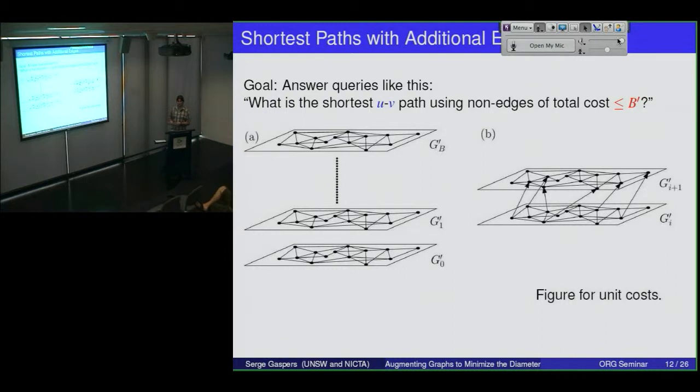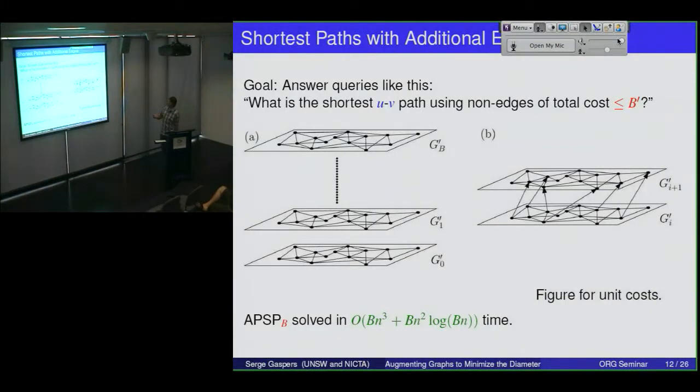Yeah, there are some technicalities like this. We add loops. Loops actually have cost one, just to simplify the description, and length zero. So this is the figure for unit costs. When you have larger costs, then you just add a directed edge from some level to a level that corresponds to its cost. So if you have a cost of C, then you would go from level zero to level C.